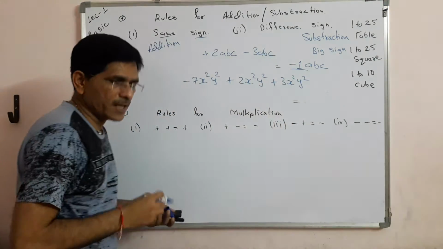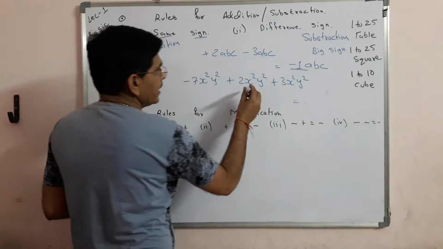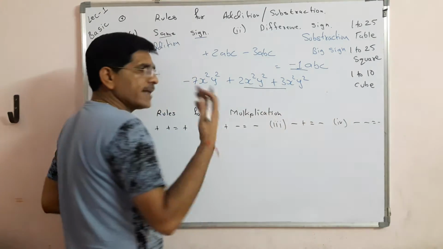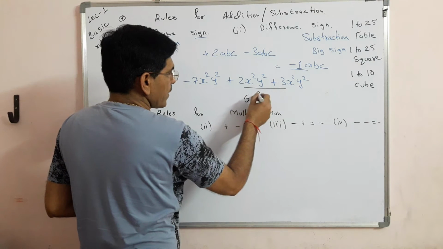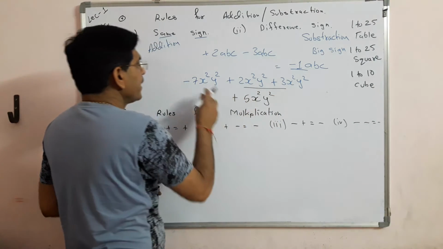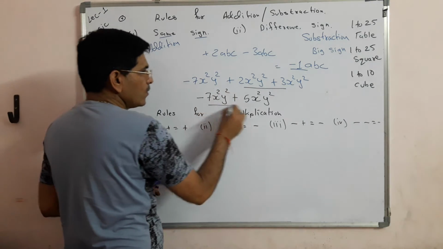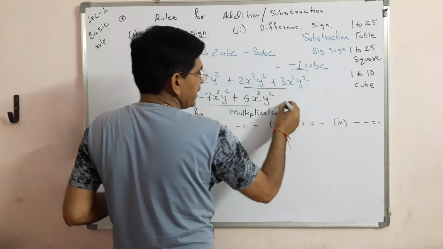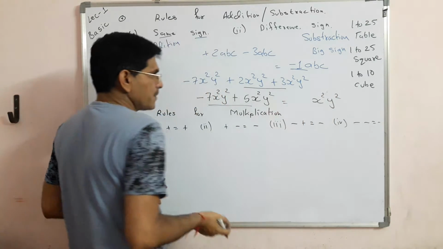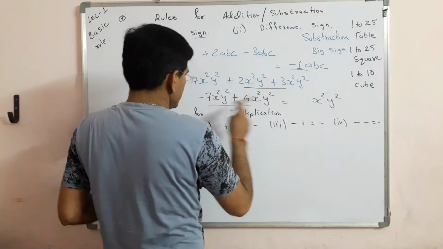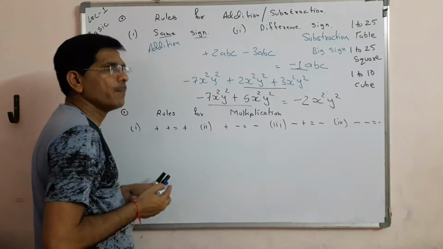Minus 7x square y square plus 2x square y square plus 3x square y square. Now what can you do? Such types of sums are there. Then again, first of all, you can do it this way. Same sign, always addition. So 3 plus 2, that is 5x square y square. Now minus 7x square y square. Difference of sign, always subtraction. 7 minus 5, that is 2. But the big term sign is minus.